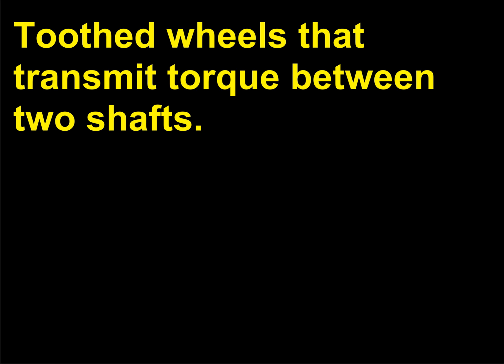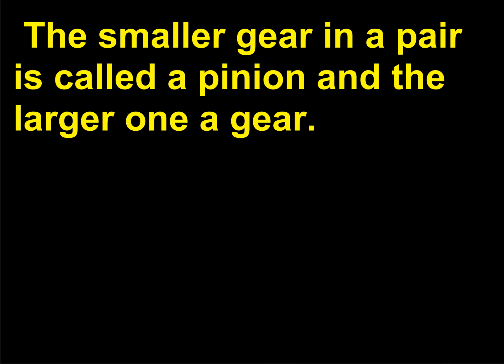What is a gear? Toothed wheels that transmit torque between two shafts. The smaller gear in a pair is called a pinion and the larger one a gear.